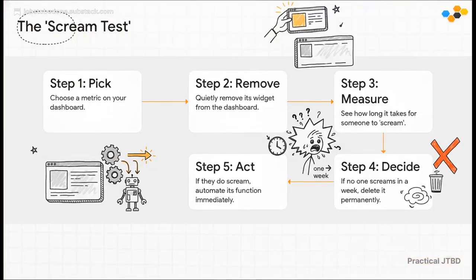You can start with something called the scream test. And yeah, it's as mischievous as it sounds. You go to a dashboard, you pick a widget, and you quietly remove it. Then you just wait. If nobody says anything, if nobody screams within a week, it means no one was actually using it. It was just decoration, so you can delete it forever. But if they do scream, awesome. That means it's critically important, and it should be the very first thing you automate.